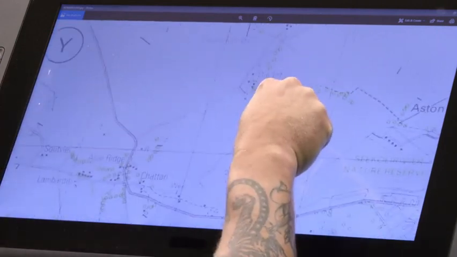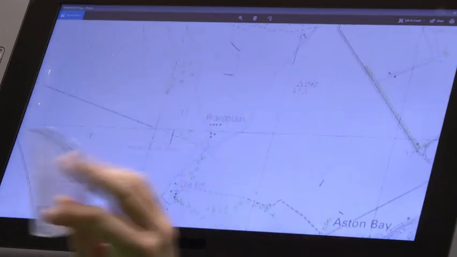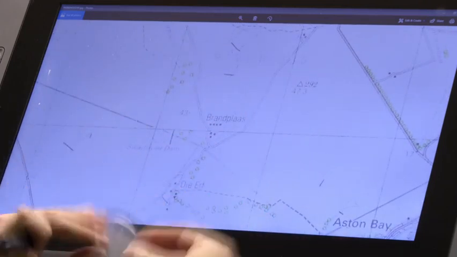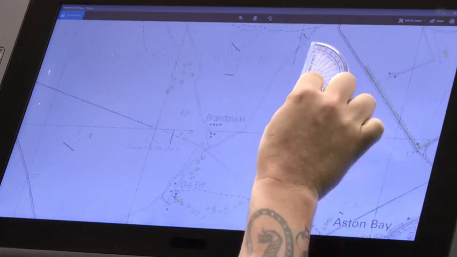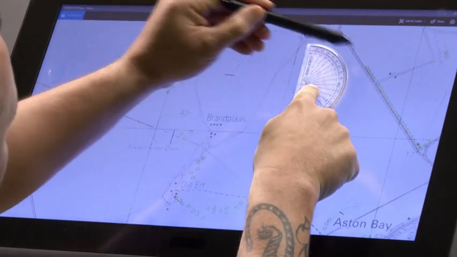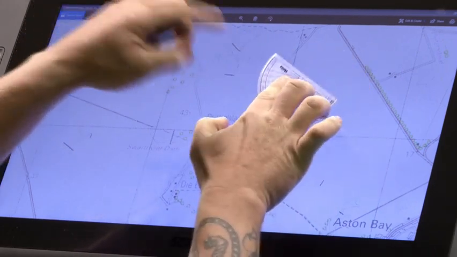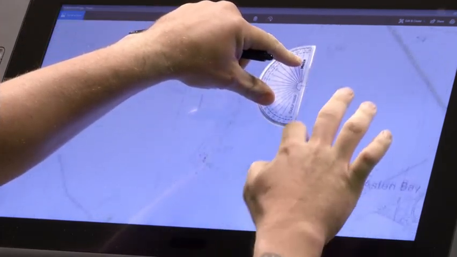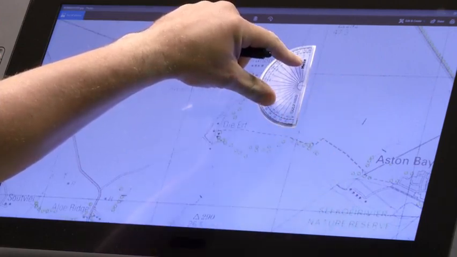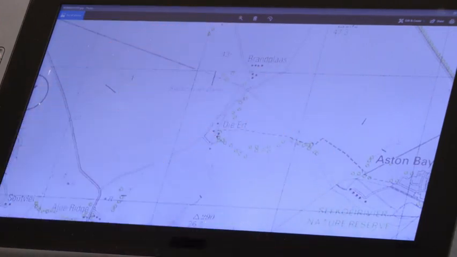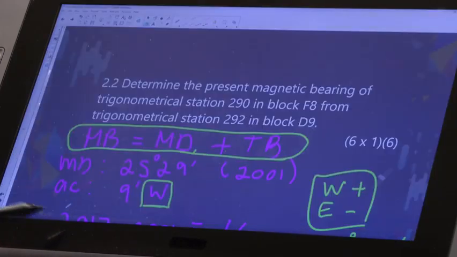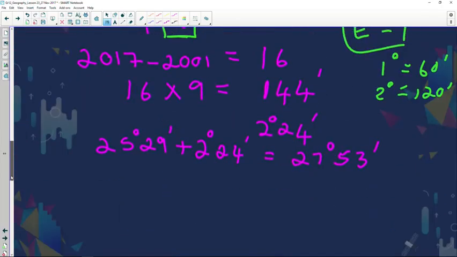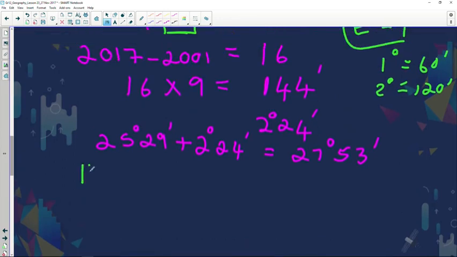And then you're going to place your protractor on your north-south line, and you're going to move clockwise. In this case, there's your protractor. You move clockwise 180 degrees. You turn your protractor also clockwise, and you measure how many degrees you see on your protractor. In this case, the correct answer for the true bearing was 203 degrees.